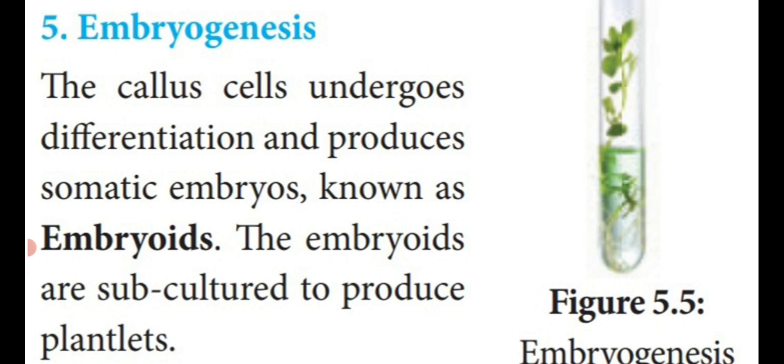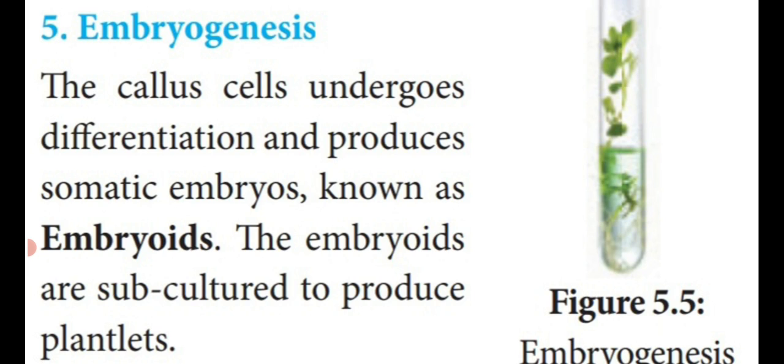That means embryos which are produced from the body cells are said to be somatic embryos. Body cell means what? We are placing a small segment of a leaf, a tissue of a leaf. So this is the vegetative organ or a body cell. These body cells producing the embryo are known as somatic embryos or embryoids. Two more questions. What are embryoids? The callus cells undergo differentiation and produce somatic embryos known as embryoids.